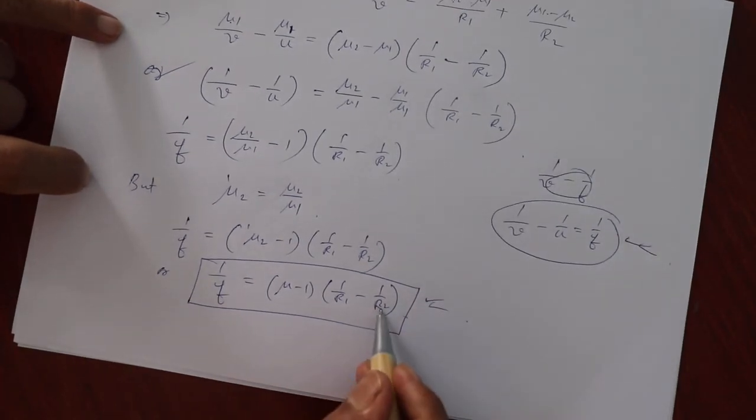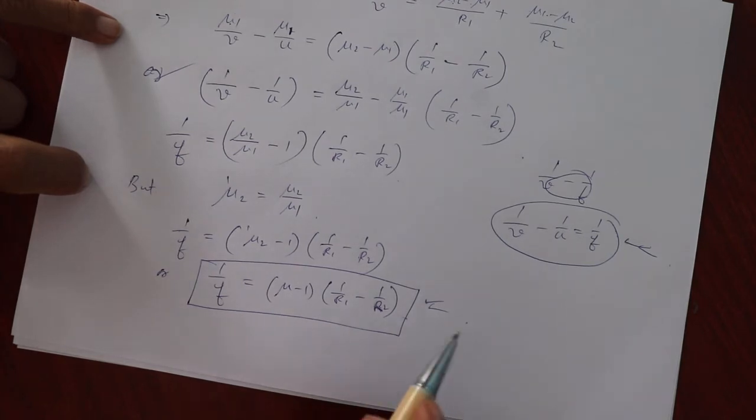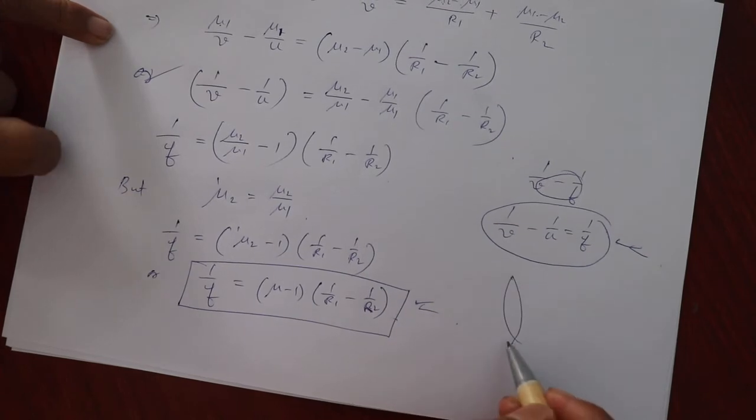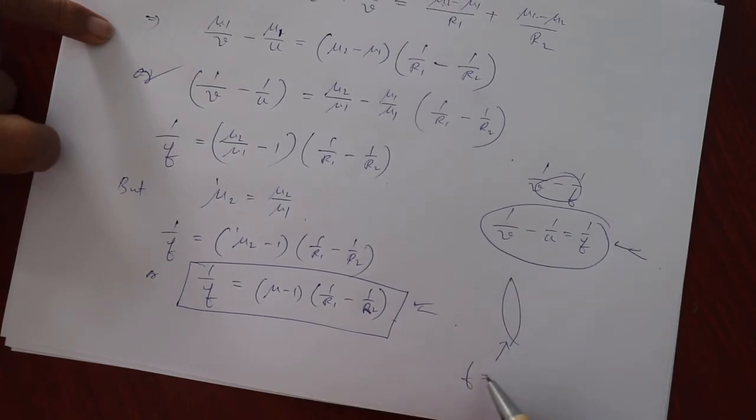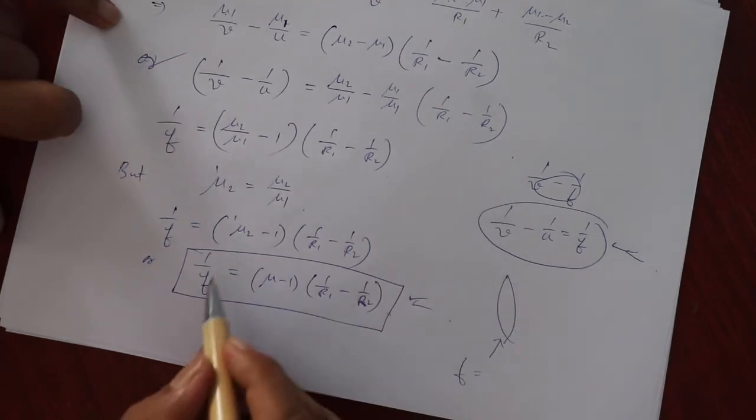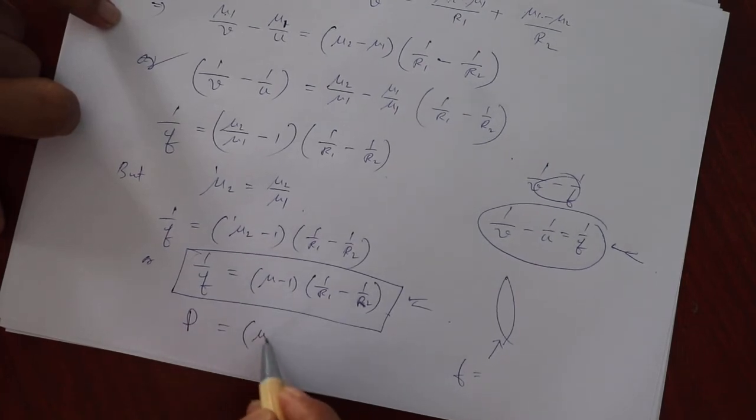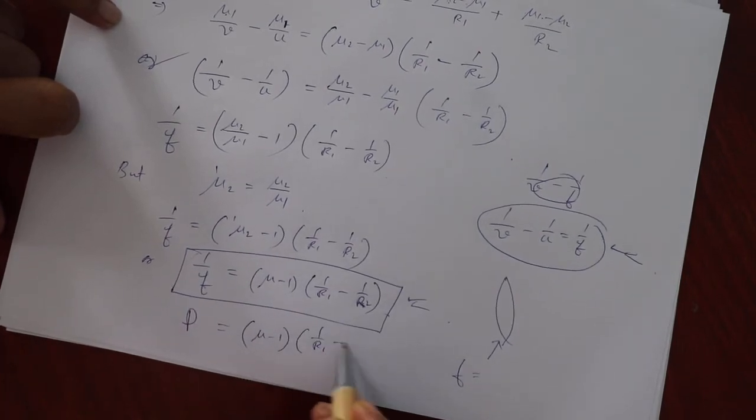This derivation is very important. Why is it called Lens-Maker's formula? Simply because this formula is used in making of lenses. For example, you can make a lens of desired focal length. If you want the focal length of some certain value, you can use this formula. And as you know, 1 by focal length is equal to power again, isn't it? So power is equal to (mu minus 1) times (1 by r1 minus 1 by r2) here.